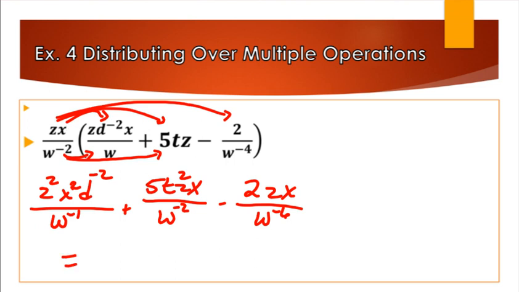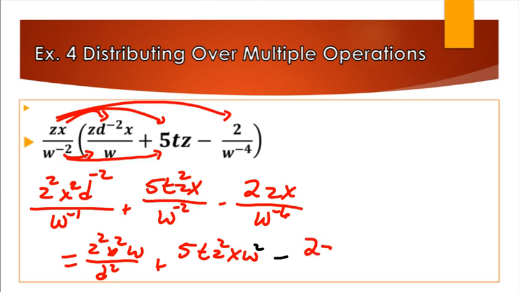So rewrite that. We got z squared x squared. And d has to go to the denominator, so d squared. W has to go to the numerator. Plus, we got 5t z squared x, w squared has to be in the numerator, minus 2zx, w to the sixth has to be in the numerator. The only variable in the denominator is w. W cannot equal 0. So that would be our simplified answer.